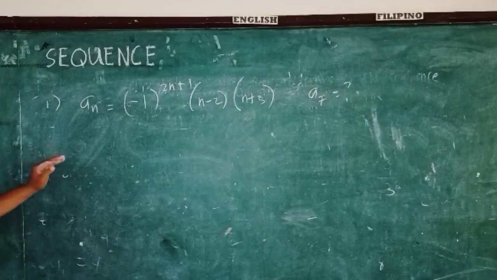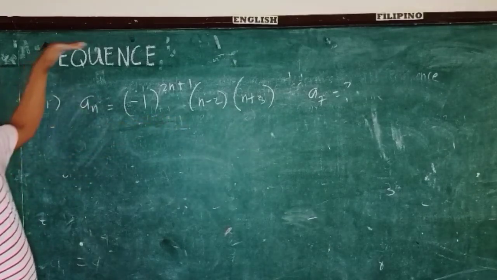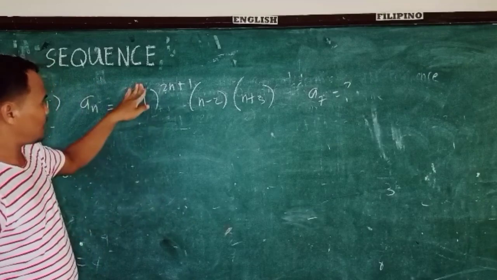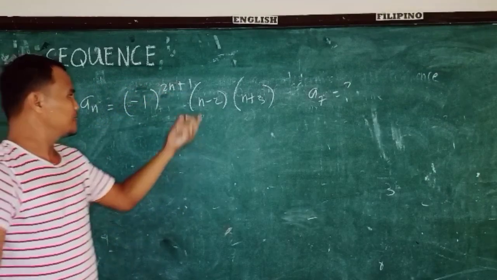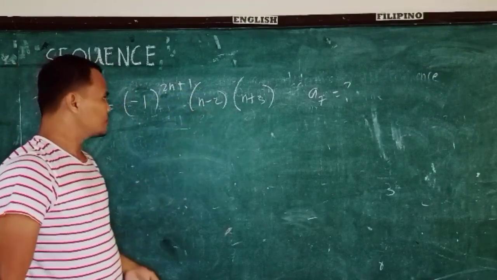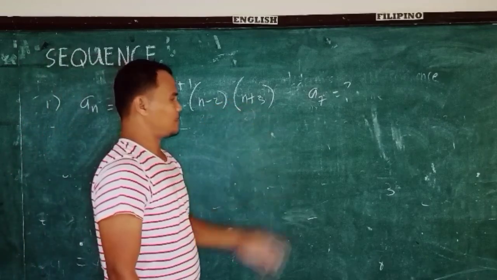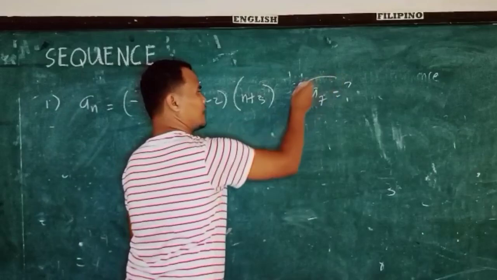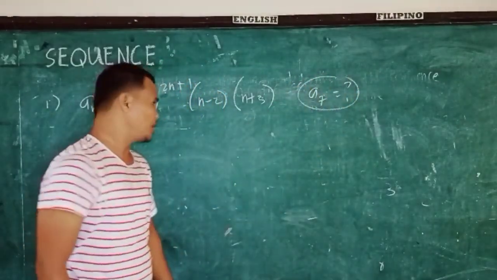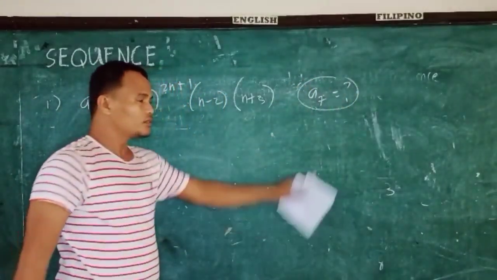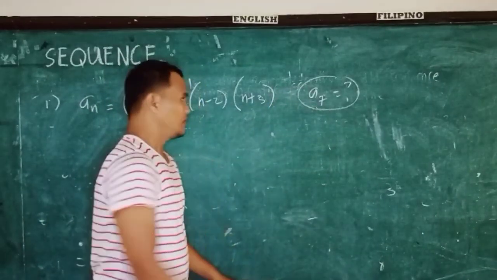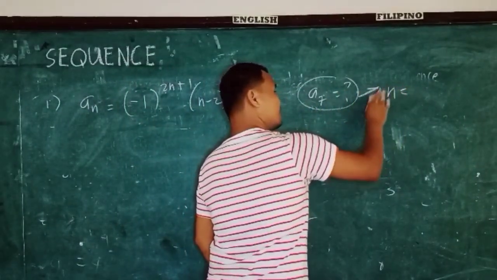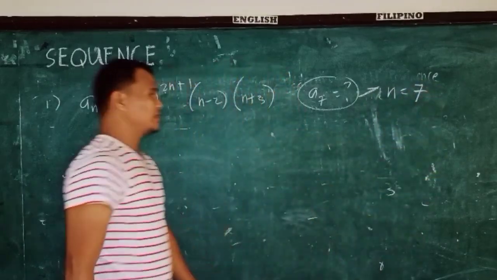Next activity. This is the nth term. A sub n equals negative 1 raised to the power of the quantity 2n plus 1 times n minus 2 times the quantity n plus 3. What we are going to find is the 7th term. When we say 7th term, what is the value of n? So, the value of n here is 7.